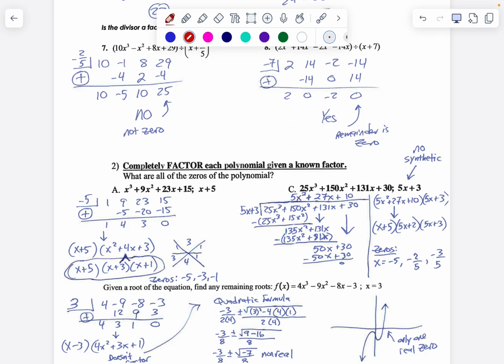And guess what? 2 of our zeros were not real. And look why. It's those 2 right there. That one is a real 0. Those 2 that would have come from this crossing the x-axis, those are our non-real zeros.